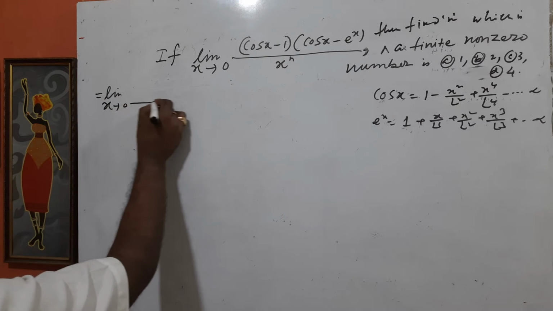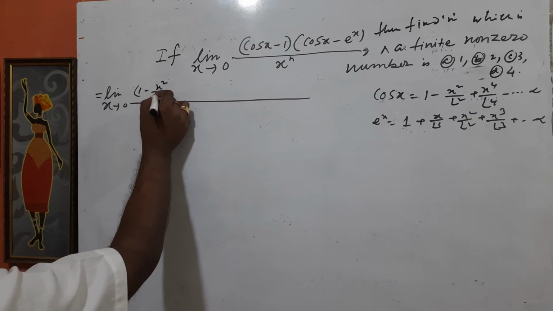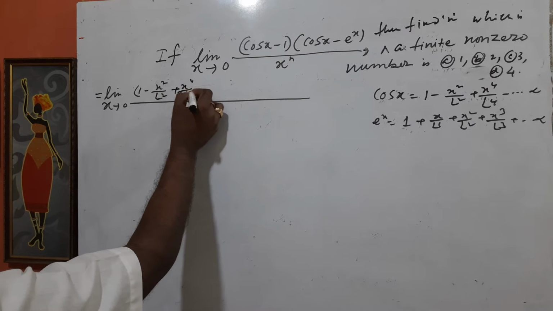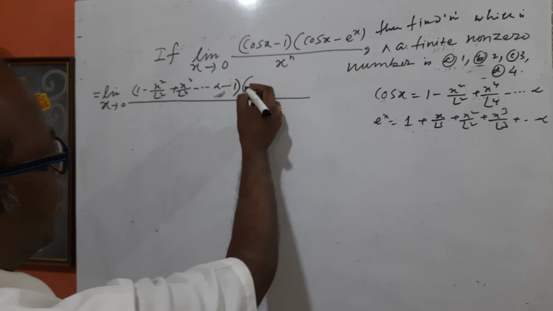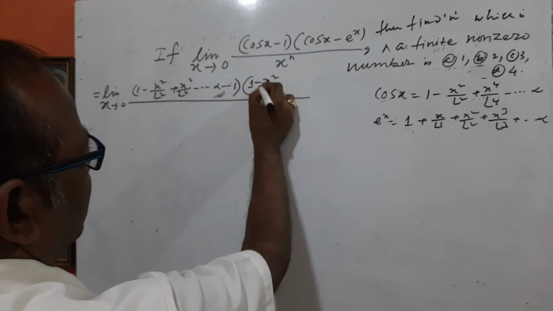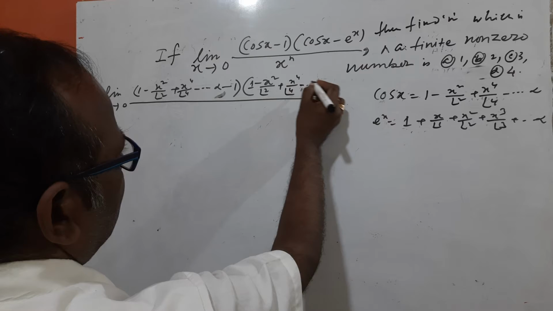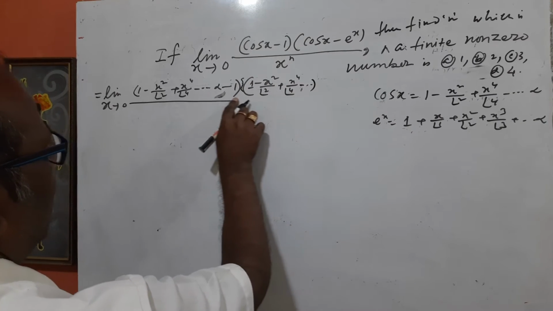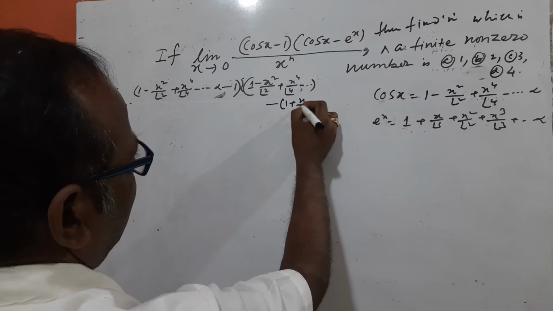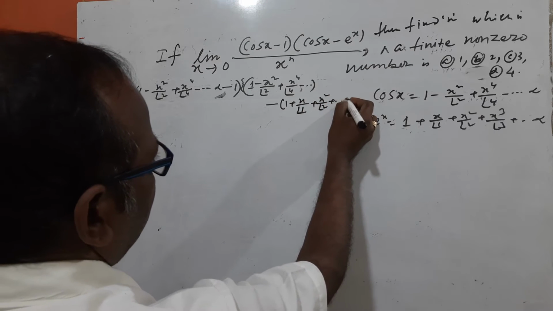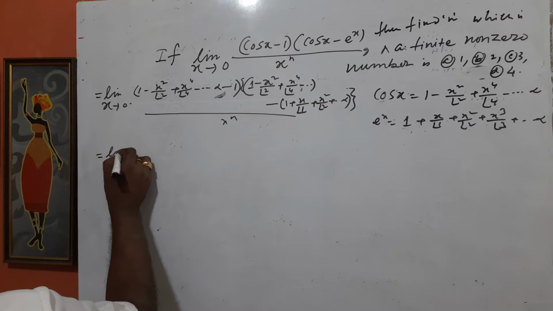Limit x tends to 0, expansion of cos x is 1 minus x to the power 2 by factorial 2 plus x to the power 4 by factorial 4, and this is your minus 1, and also cos x, the expansion is 1 minus x square by factorial 2 plus x to the power 4 by factorial 4. And minus the expansion of e to the power x, which is 1 plus x by factorial 1 plus x square by factorial 2 dot dot to infinity, and this is the second bracket, and the whole divided by x to the power n. And that is equal to limit x tends to 0.